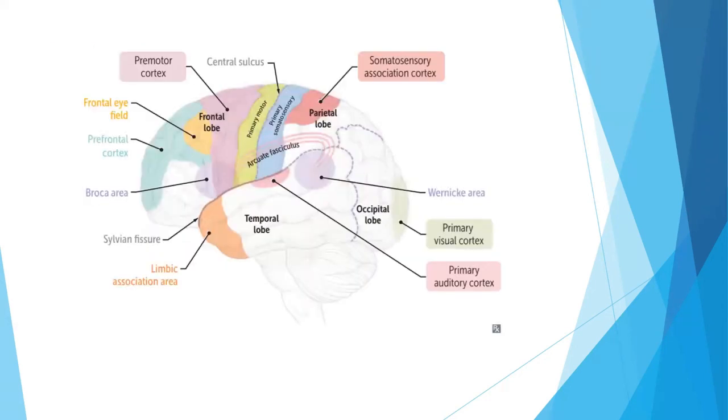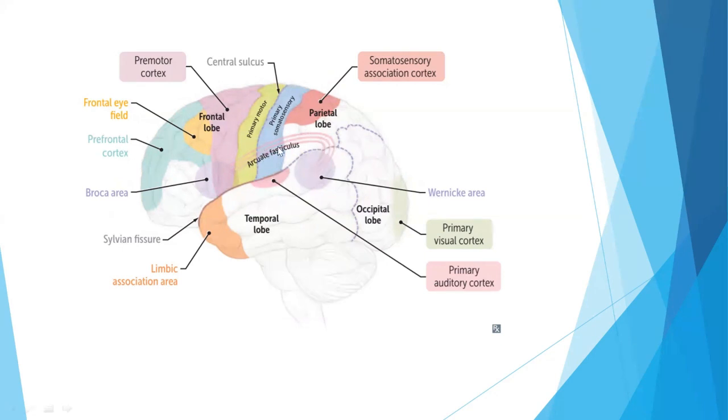So this is a picture of the lobes of the cerebrum. Here we can see the frontal lobe, which contains the prefrontal cortex and the frontal eye field. Then we also have the premotor cortex here, and this is the primary motor part, and this is the central sulcus. Now this central sulcus divides the frontal lobe from the parietal lobe, and this is the primary somatosensory area. This is the somatosensory association cortex, and this is the arcuate fasciculus.